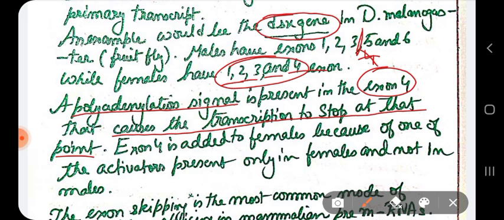In the case of females, exon number 4 is added because they have an activator sequence that is present only in females, required for the expression of exon number 4 during the splicing process. It is not found in males.